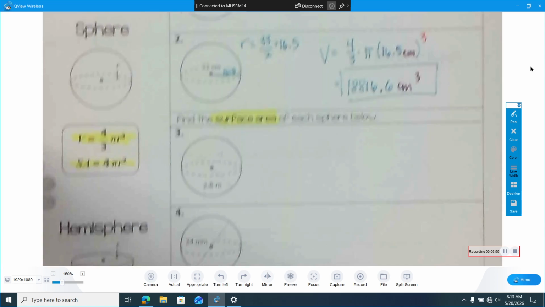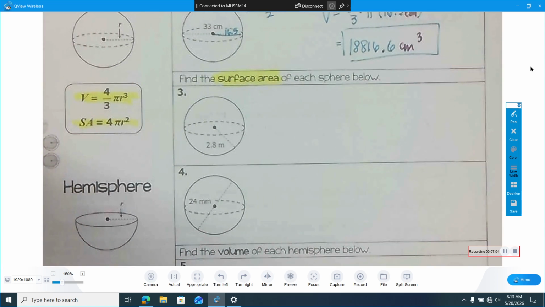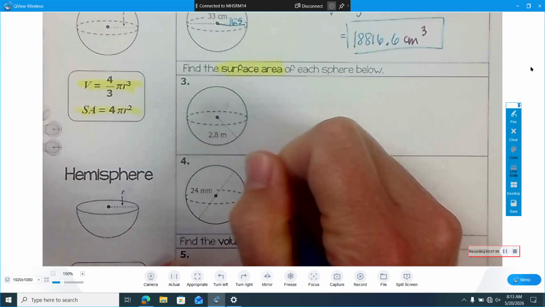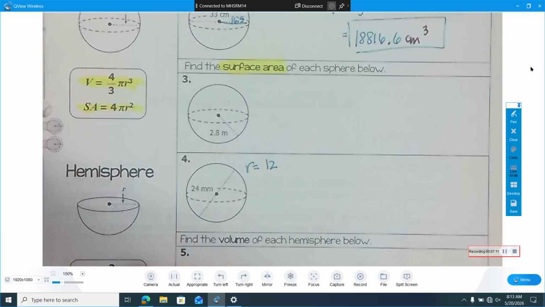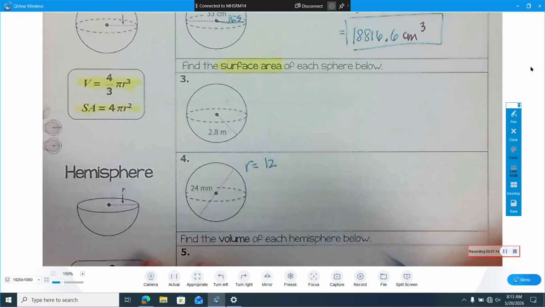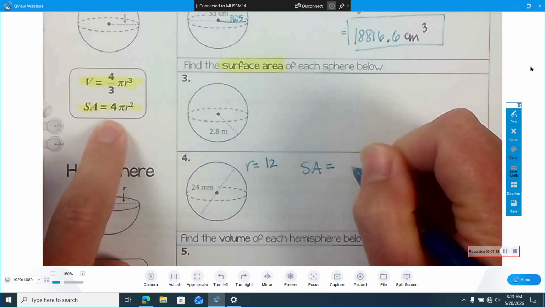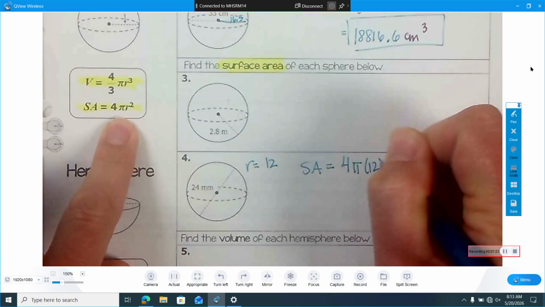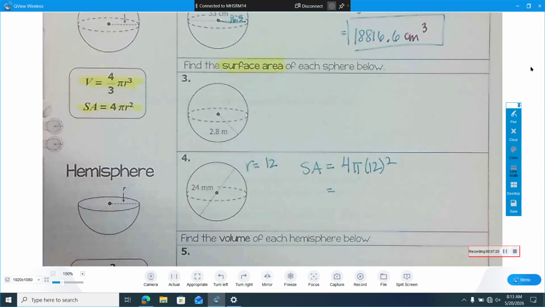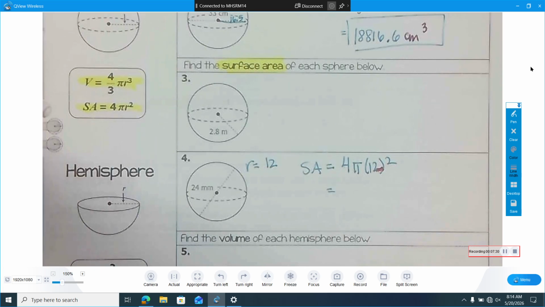All right, we want to find the surface area. Let's do number 4. Surface area of the figure. What is the radius? The radius is 12. The diameter here is 24. The radius is going to be half of that, so 12. And we want surface area, so I'm going to use my surface area formula, which is 4 pi radius squared. So 4 times pi times my radius squared. And again, you can think about it as millimeters being squared. And that's going to be millimeters squared when we're done.